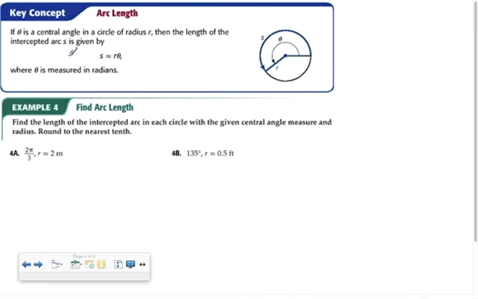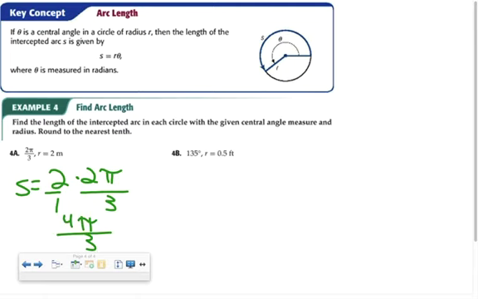Okay, so in 4a, I am given the angle in radians. That's really convenient. So I can just plug this into the formula. S equals 2 times 2 pi over 3. And if it helps to put this 2 over 1, then do that. You multiply straight across the top and straight across the bottom. You get 4 pi over 3 meters.